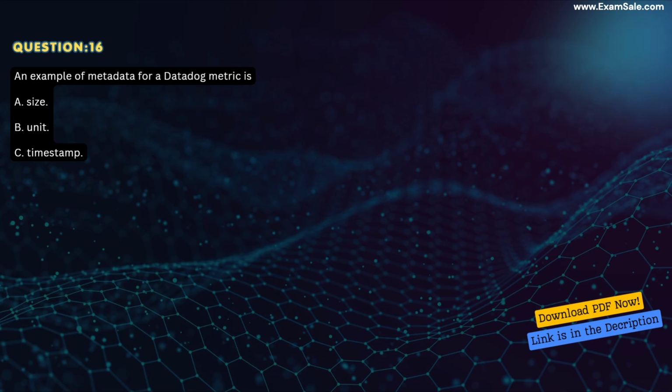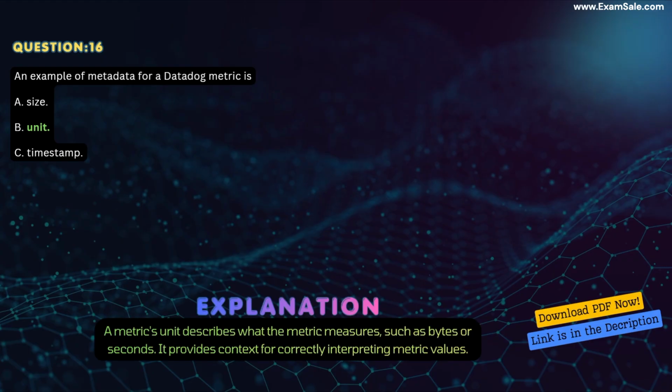Question 16. An example of metadata for a Datadog metric is A. Size. B. Unit. C. Timestamp. Correct answer: B. Unit. Explanation: a metric's unit describes what the metric measures, such as bytes or seconds. It provides context for correctly interpreting metric values.